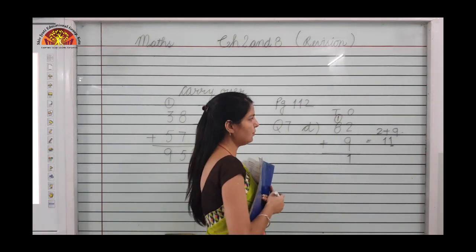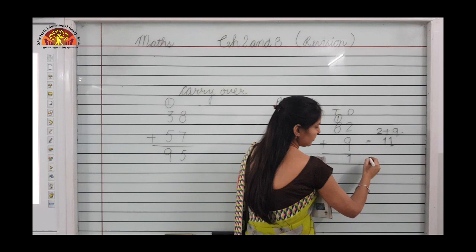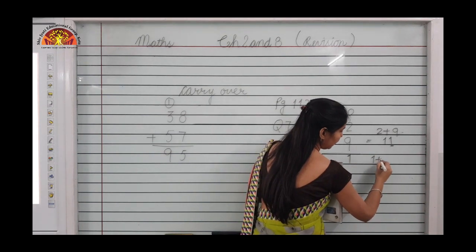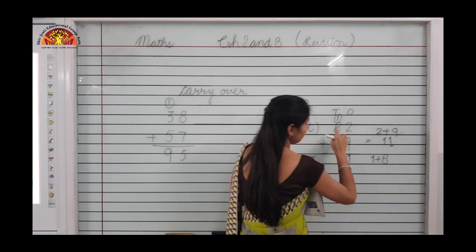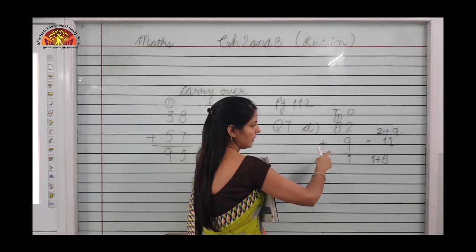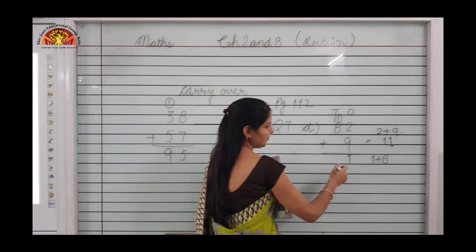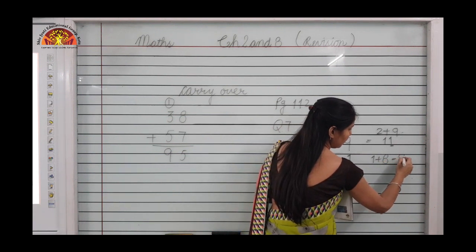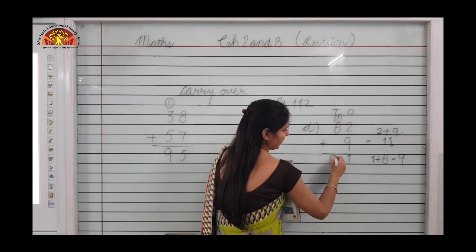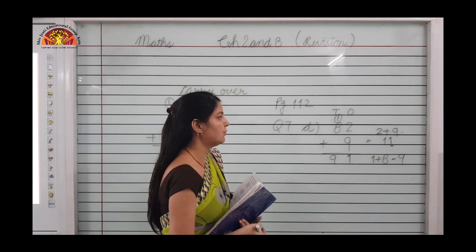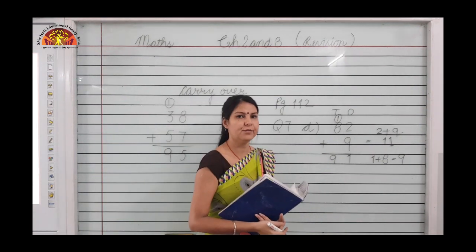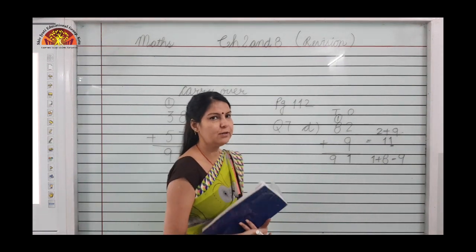Now we will add these. Don't forget to add the carried over digit. Here 8 and 1, and there is no number in front of 9, so we will add only these two. It is 9. So the total of 82 and 9 is 91. I hope you have understood.